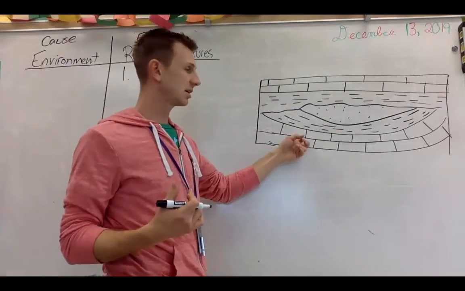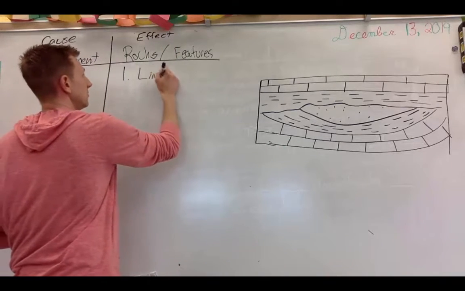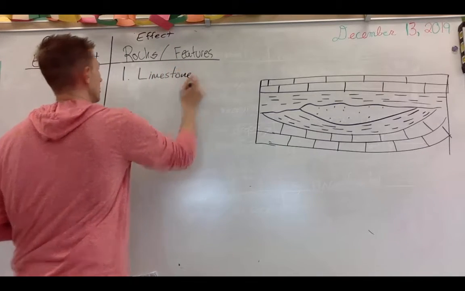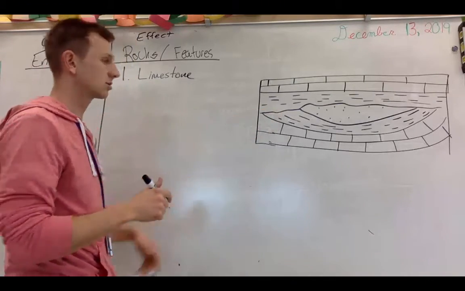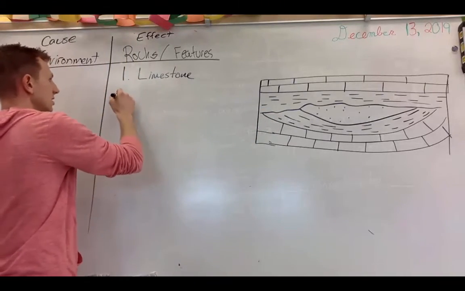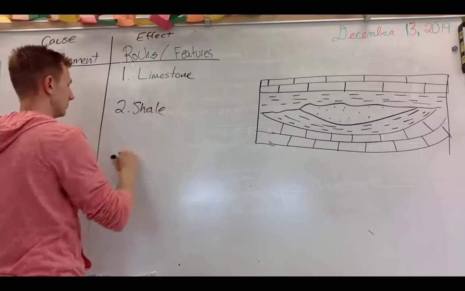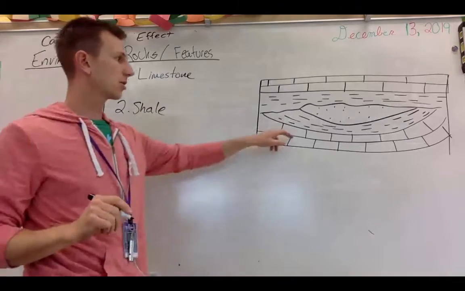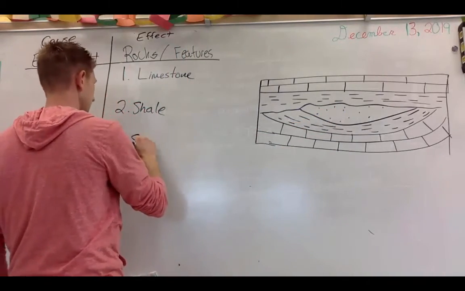The oldest thing on here is this limestone layer. So we would say limestone. And then the next oldest is the shale. So again, we're going from oldest, and then we're going to end with the youngest this time. The third thing is this sandstone layer right here.